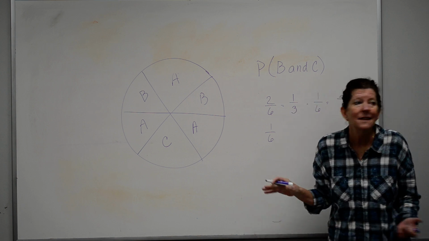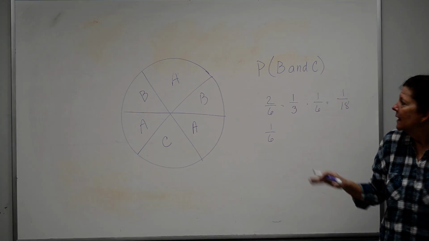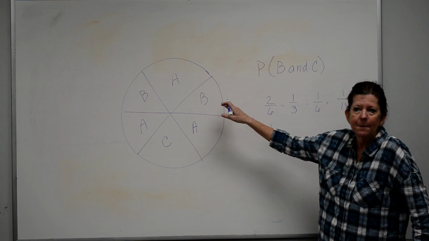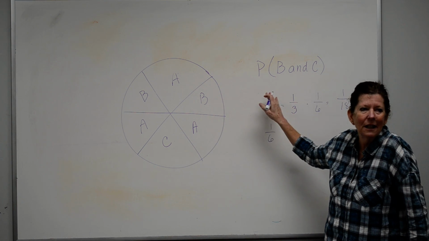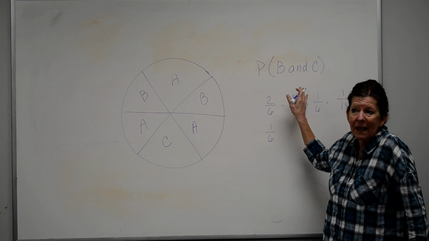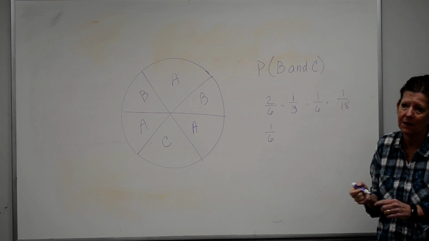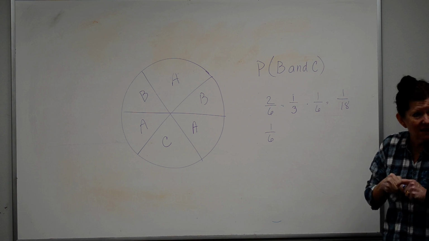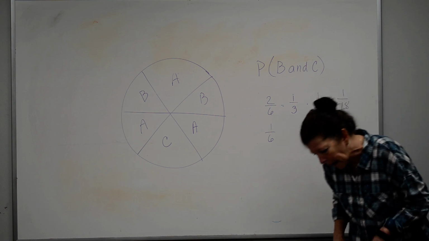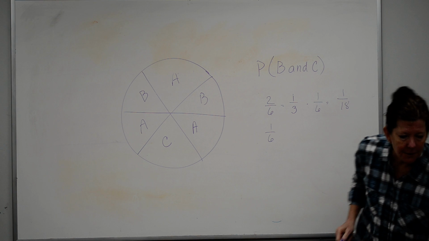These are independent events. Getting the B the first time I spin it has absolutely nothing to do with whether I get a C the second time I spin it. Okay, they are completely independent of each other. Does that make sense, how they don't affect each other? Okay, all right, here's another one.